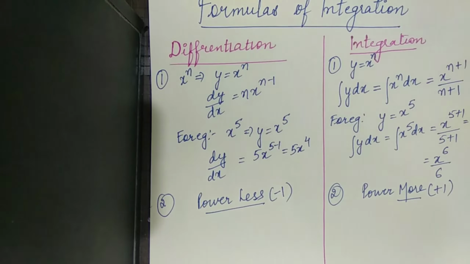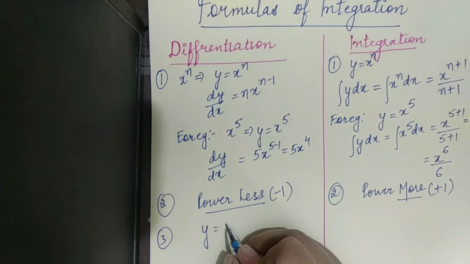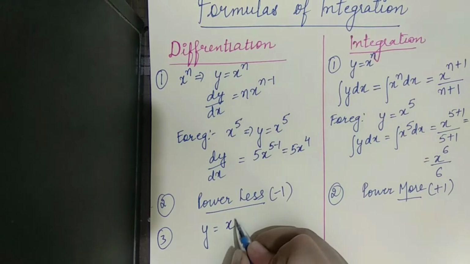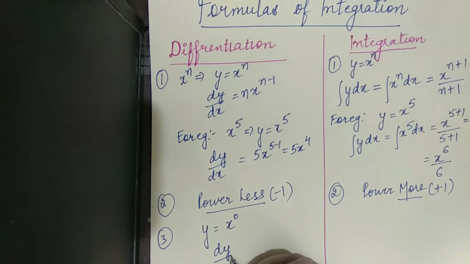Moving forward to the next thing, what was the differentiation of a constant value? If I say x raised to power 0, this is a constant thing. What would be the differentiation of this? The differentiation of a constant value is 0.